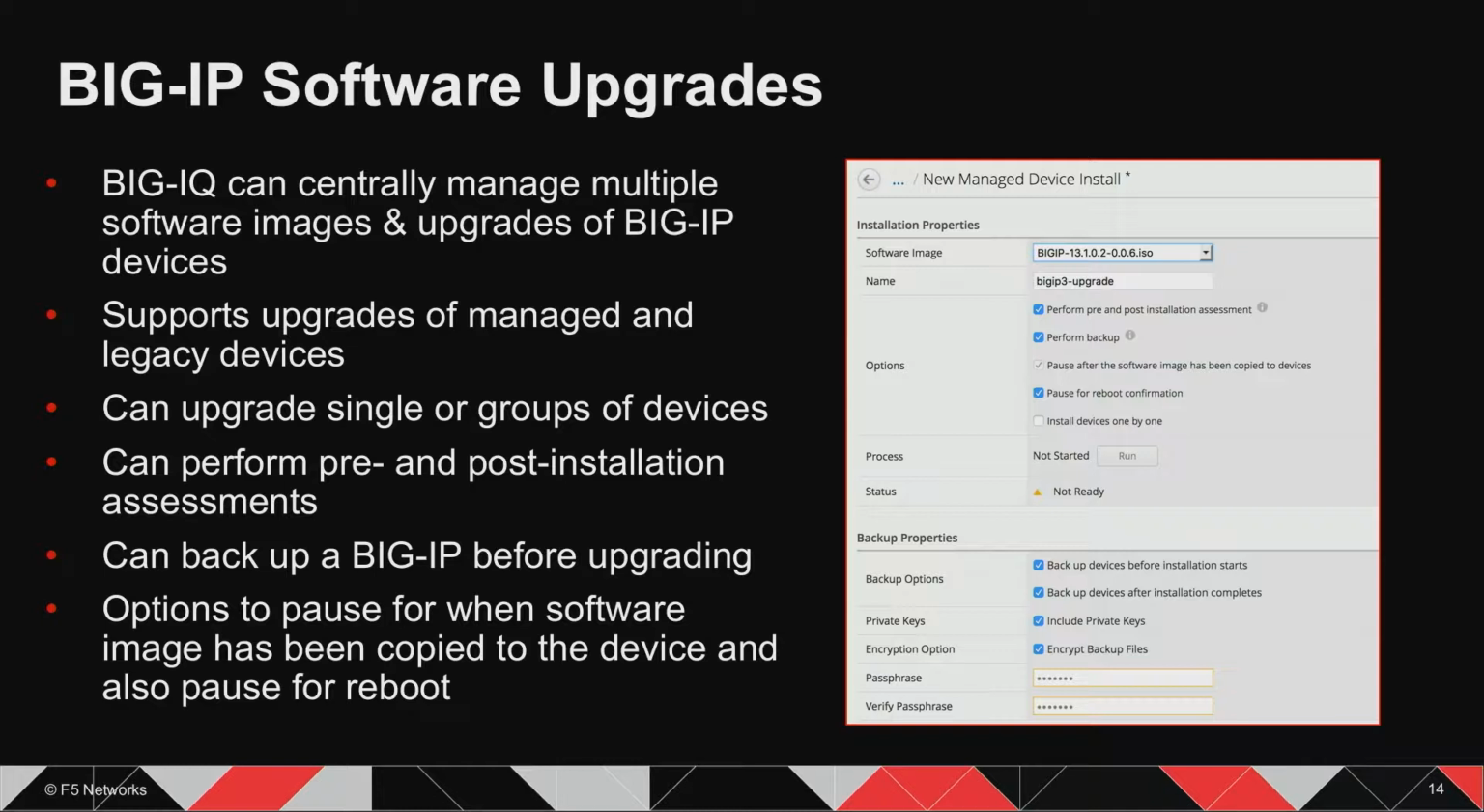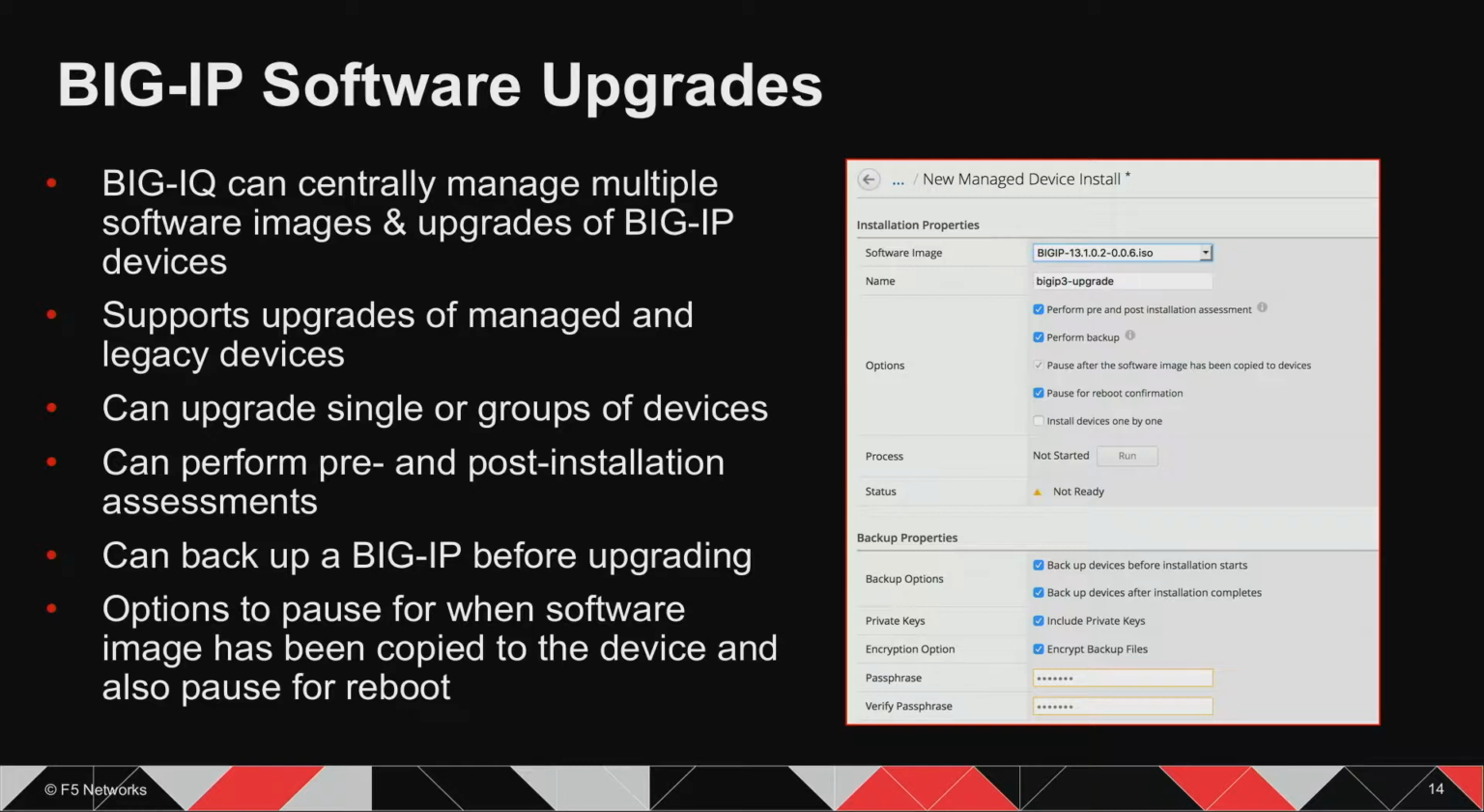So I stole my thunder about this one earlier, about the BIG-IP software upgrades. This is an example of setting up one of those managed device installs where I specify the image I want to upgrade to, give this job a name, and then I've got all these different options. The pre and post installation assessment was that inventory check of the objects and their state on the device prior to upgrade and post upgrade. There's the ability to perform a backup, which can be before or after or both. Pause after the software image has been copied to the devices, and then pause for reboot confirmation.